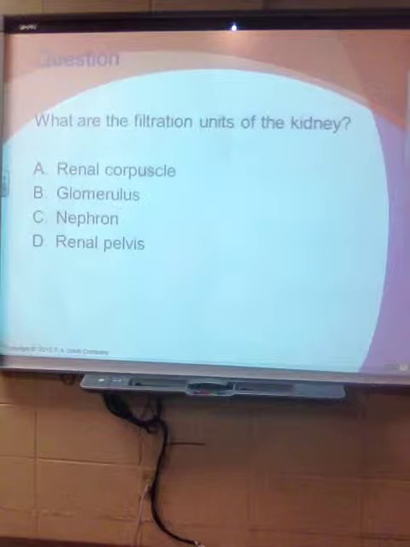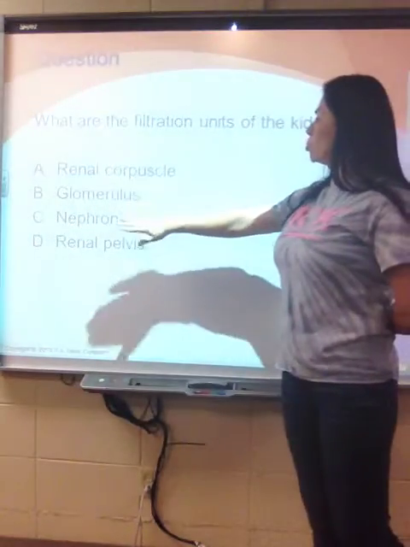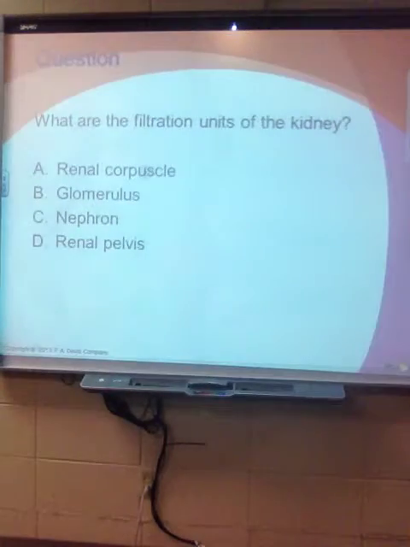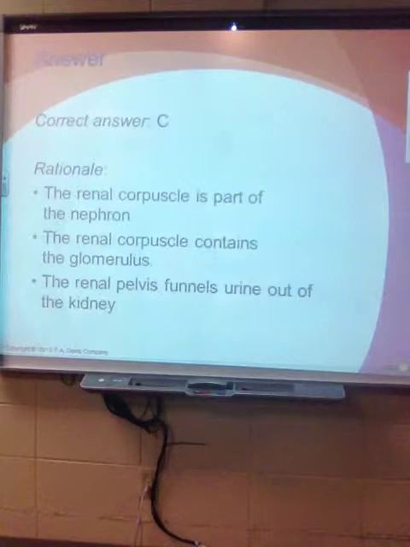Okay, so what was the unit, the filtration unit? So that would be a lot of things put together. It was the nephron, yes. It's the unit. The glomerulus is just a portion of that unit. The glomerulus helps make up that corpuscle, and then the pelvis is in the kidney itself.